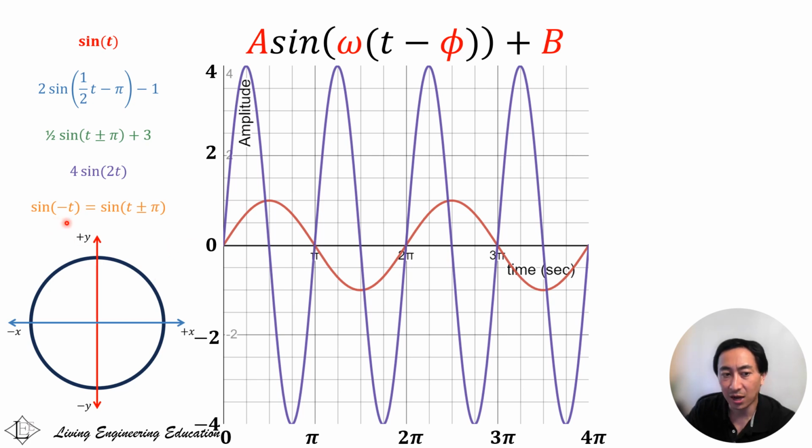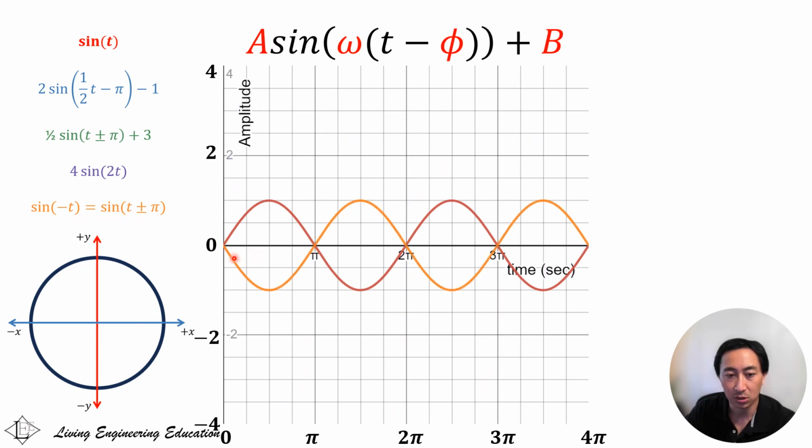Lastly, we have sine of -t. We haven't played around with this one yet, but we say it's equal to sine t plus or minus pi. And so here we have sine t plus or minus pi. It's basically that phase shift. I'm not going to go into a lot of depth here for why sine of -t is the same. I want to just talk about the general concept here.